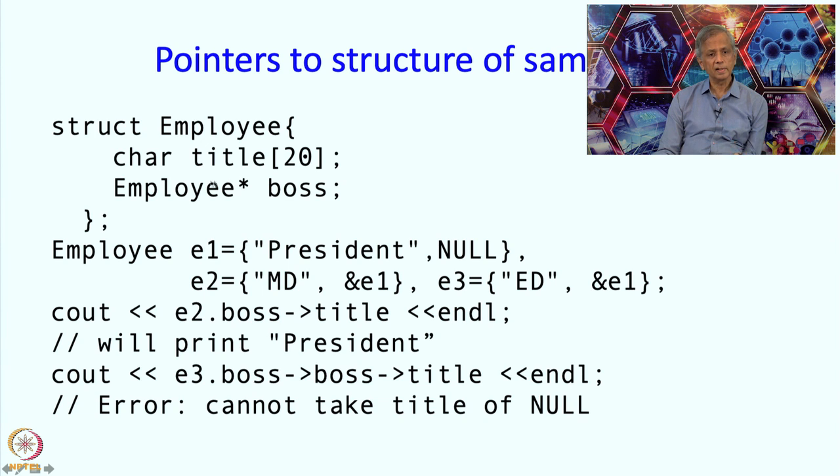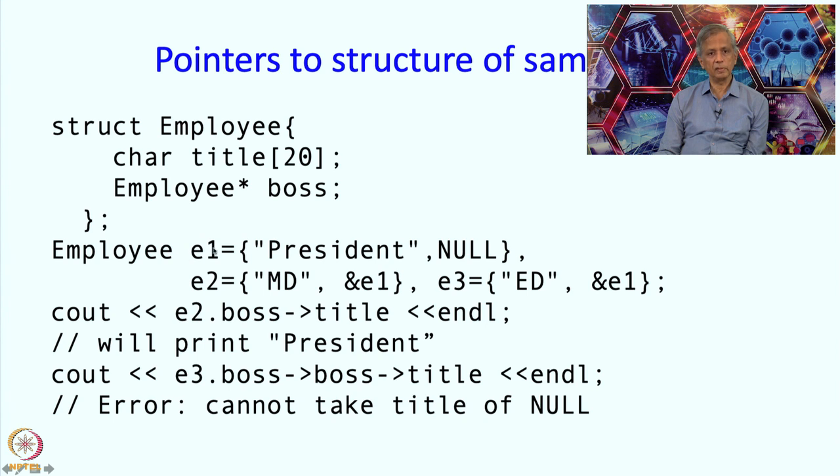In some sense it is, but the purpose of writing this, at least in this limited context, is we need to know how much space to reserve for this employee pointer, or this member boss. But all pointers essentially have the same amount of space, and therefore this is okay. And this of course says that subsequently if you use boss, it is expected to point to a variable of type employee.